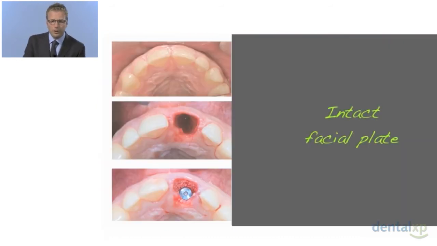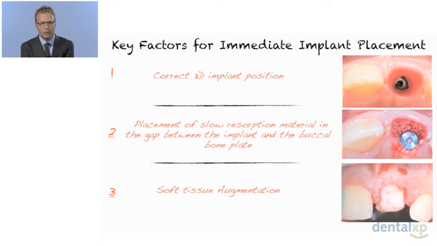The opposite situation is when instead we have an intact facial plate. When we have an intact facial plate, the situation is completely different for me, because now I'm not going to graft anymore and do a delayed implant placement, but I'm going to do an immediate implant placement, which means that the key factors for immediate implant placement are a correct three-dimensional position, a placement of a slow resorption material in the gap between the implant and the buccal bone plate, and then I'm going to do a soft tissue augmentation, which I believe is the real key for the success in the aesthetic area.